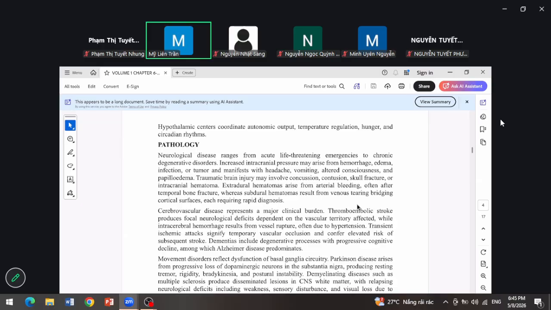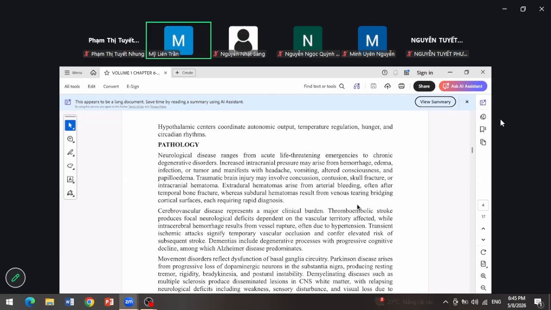Extradural hematomas arise from arterial bleeding, often after temporal bone fracture, whereas subdural hematomas result from venous tearing bridging cortical surfaces, each requiring rapid diagnosis. Cerebrovascular disease represents a major clinical burden.